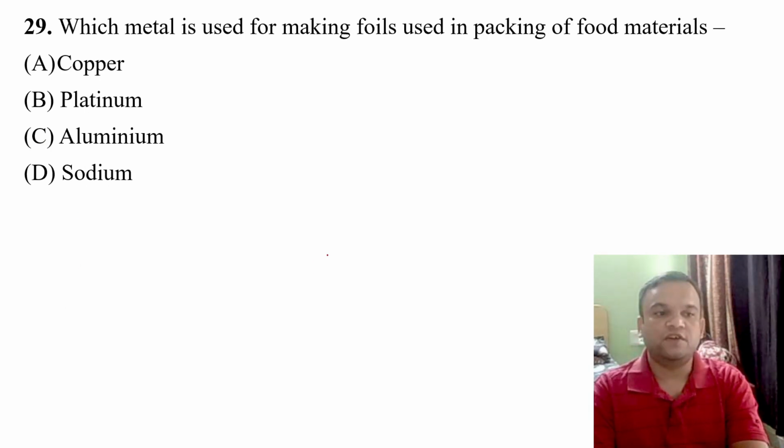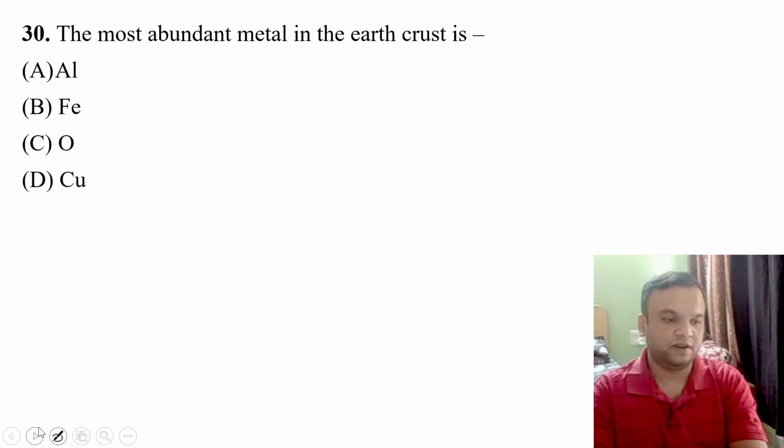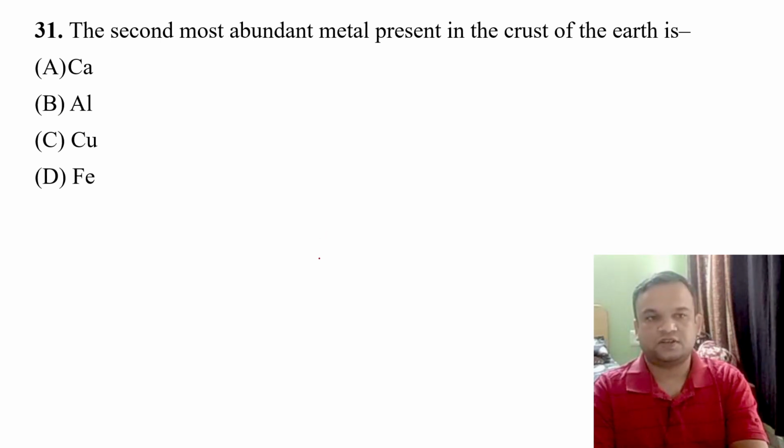Next question, which metal is used for making foils used in packing of food materials? All of you know that aluminum foils are used for packaging of food materials. The most abundant metal on the Earth's crust is aluminium. Next question says, the second most abundant metal present in the Earth's crust is iron.